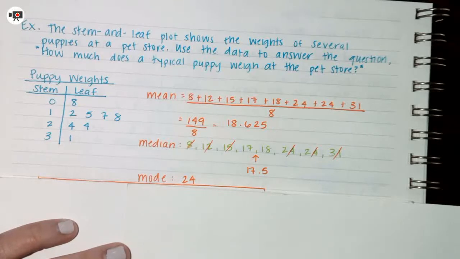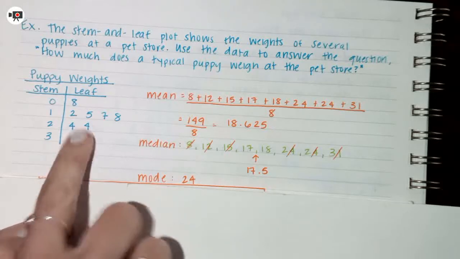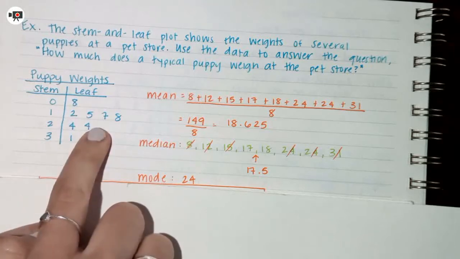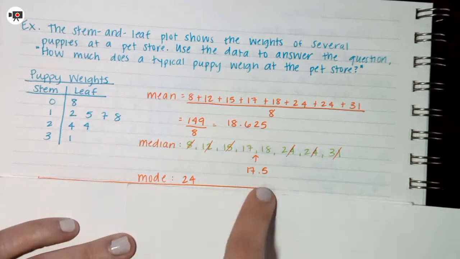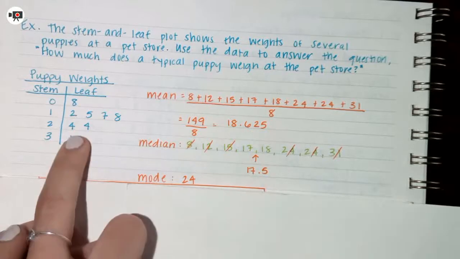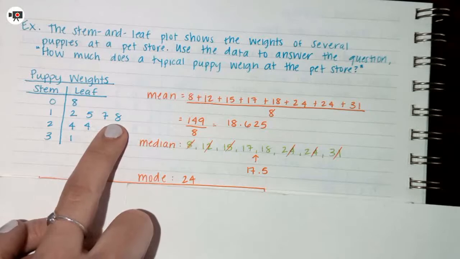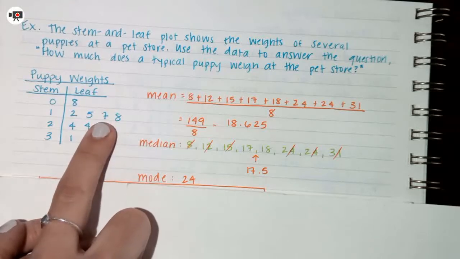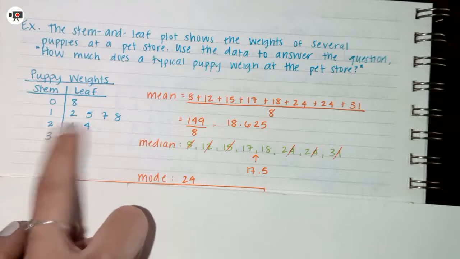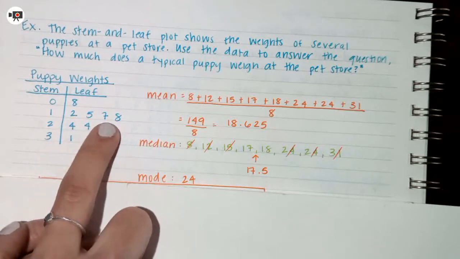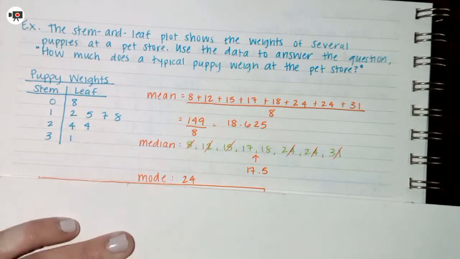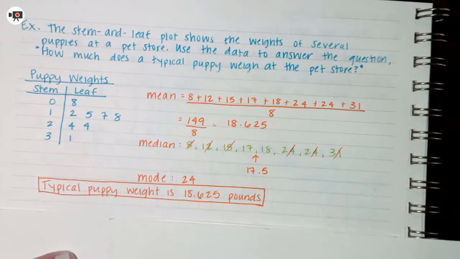Now to pick which one is best to show the typical weight, we're not going to choose the mode because it is higher than most of all the other weights in the set. We could choose the mean or the median, but since we have a few that are higher than the mean, there's more that's higher than the median than the mean. And the mean is kind of in this where most of them are. I would say the mean is the best way to say what is the typical weight of a puppy at the pet store.